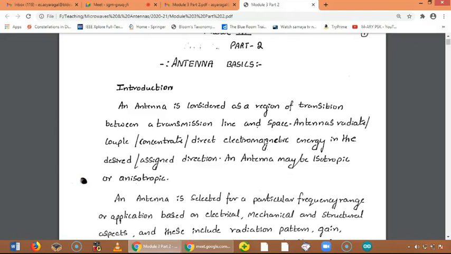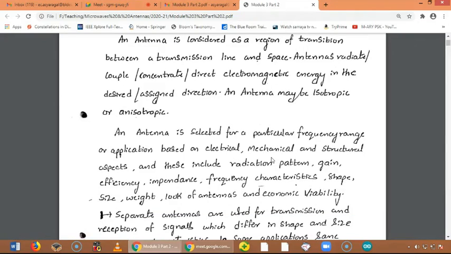There is another point: antenna can be isotropic or anisotropic. An isotropic antenna is one that generates radiation in all directions equally. If it generates maximum radiation in one particular direction and minimum or less in other directions, then it is called an anisotropic antenna. Unequal distribution of energy is anisotropic, equal distribution of energy is an isotropic antenna.